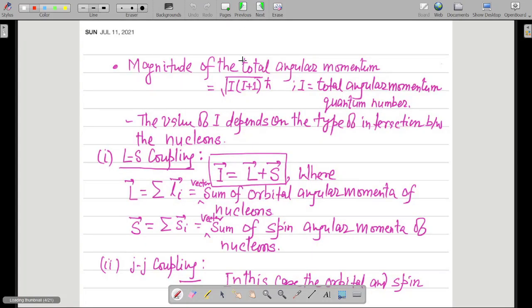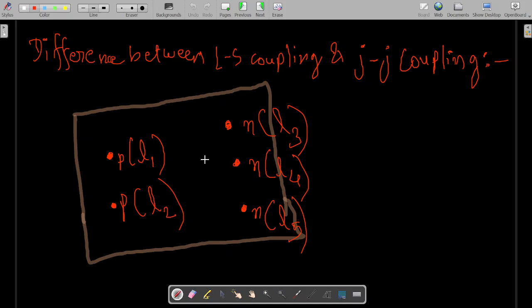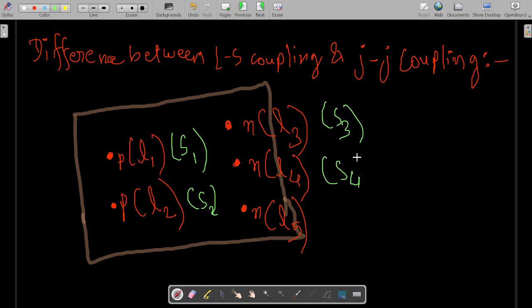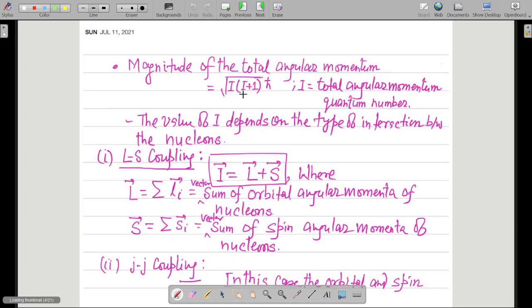What about spin angular momenta? Let us assume the spin angular momenta I am denoting in green color. The spin angular momentum of this is S1, of this is S2, of this is S3, of this is S4, and of this is S5. Now the difference between LS coupling and JJ coupling will become clear to you.